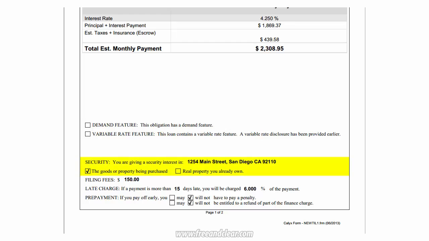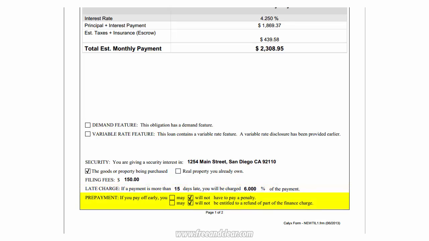The next item is security. This is the collateral for your loan. So in the event that you cannot repay your loan, the lender receives this property. In this example, the security is the property we are buying. Next, we have filing fees, which are the local government fees to document and record your mortgage. Then we have the late charge, which outlines the penalty you will have to pay if your mortgage payment is late. In this case, the penalty is 6% of our monthly payment.